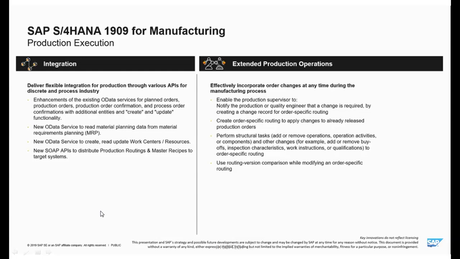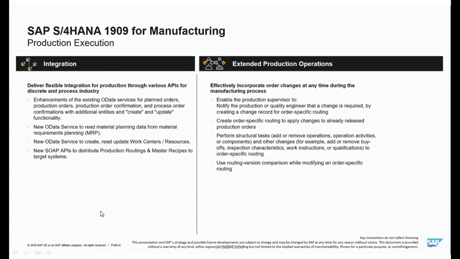New OData service to read material planning data from material requirements planning. New OData service to create, read, update work centers in the resources. New SOAP APIs to distribute production routings and master recipes to target systems.